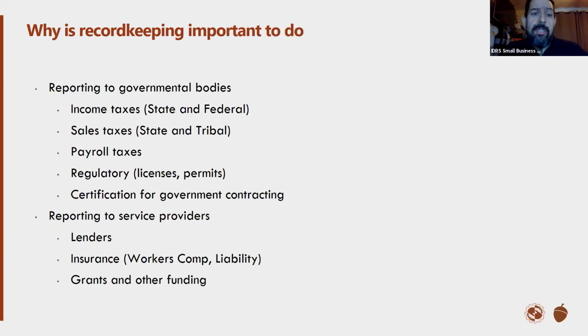So, some more reasons that keeping records is important. A lot of times, people come to a presentation like this because they think they need to keep good records for reporting to governmental bodies, right? And the most prominent reason is generally income taxes, and those can be state and federal.